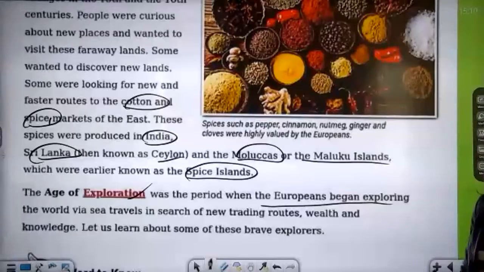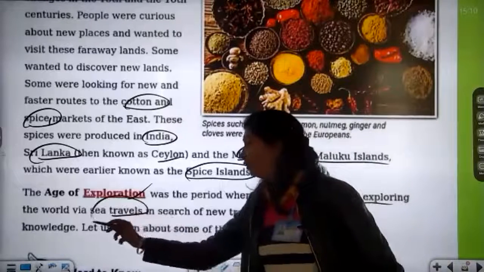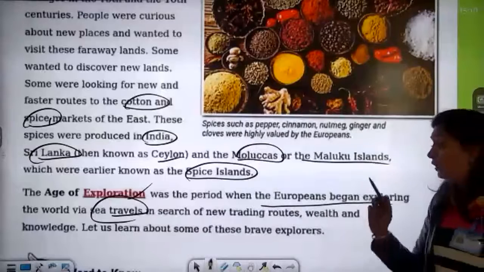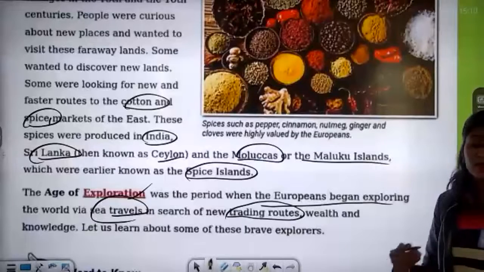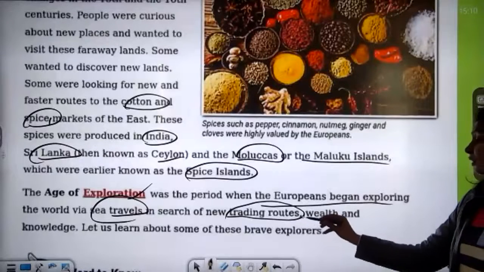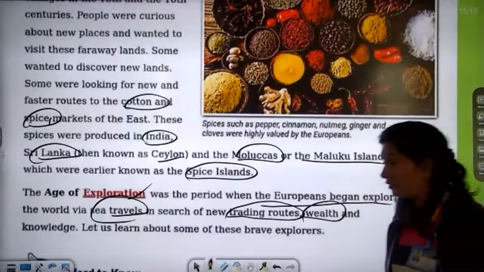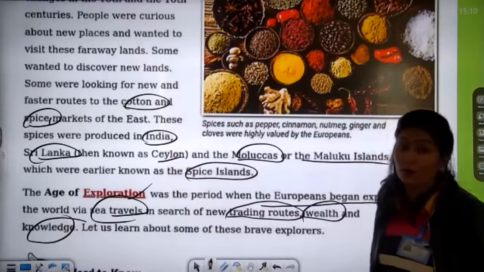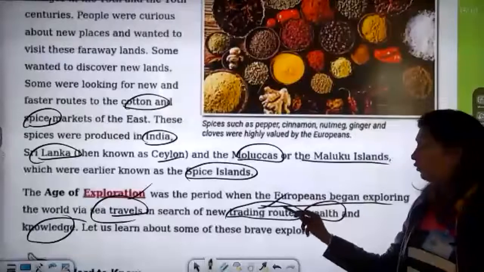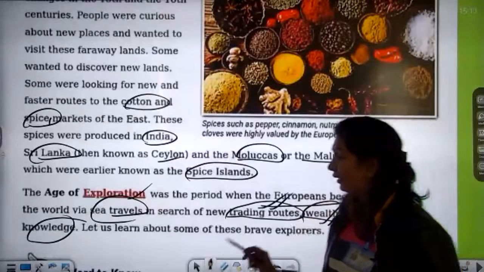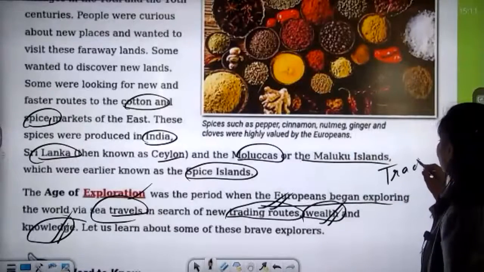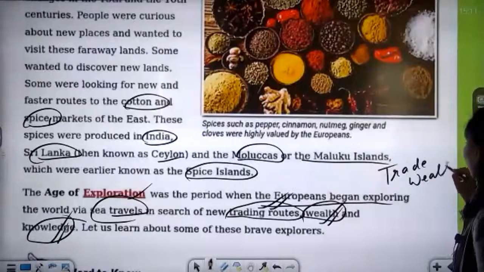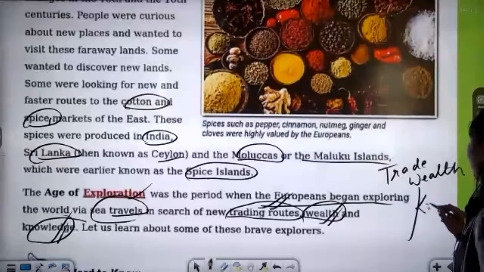So Europeans, how did they explore the world? Through the sea routes, in search of new trading routes, so that they can trade, reach different places, gather different wealth, and knowledge obviously. So why did people want to explore? For the purpose of trade, for the purpose of wealth and for the purpose of knowledge. Three purposes: trade, wealth and knowledge.